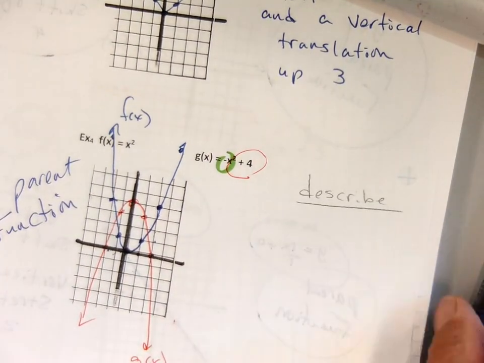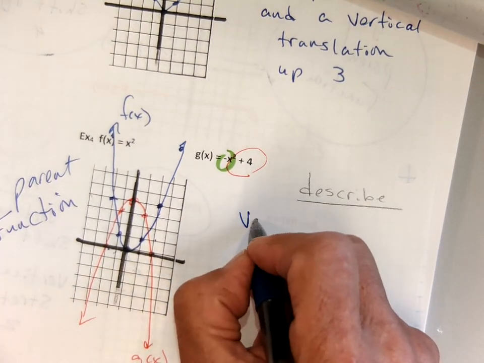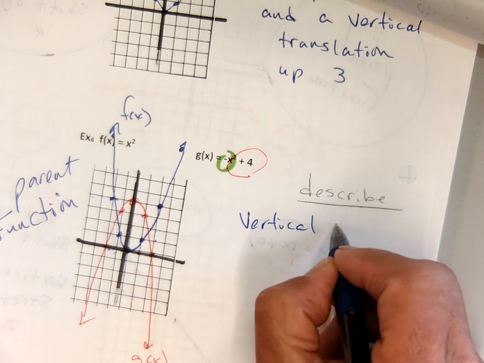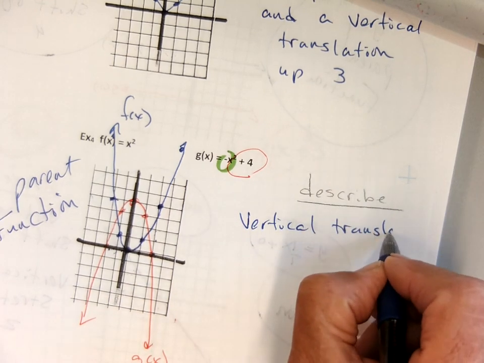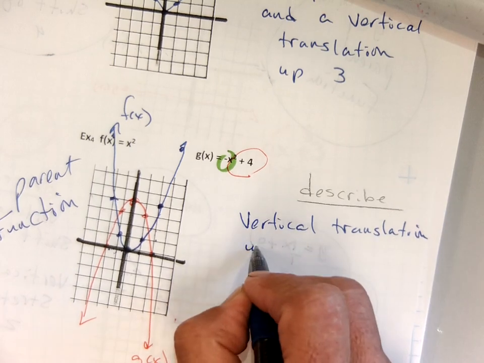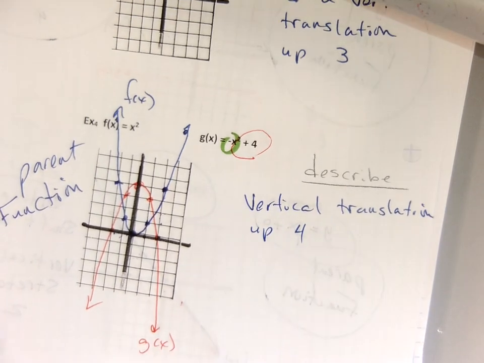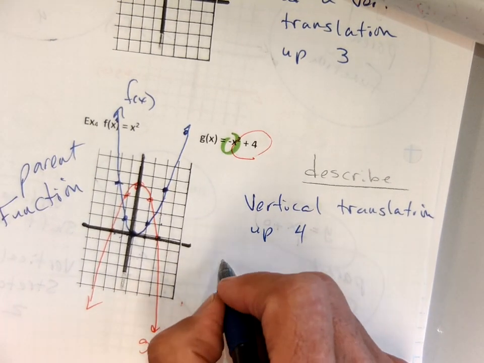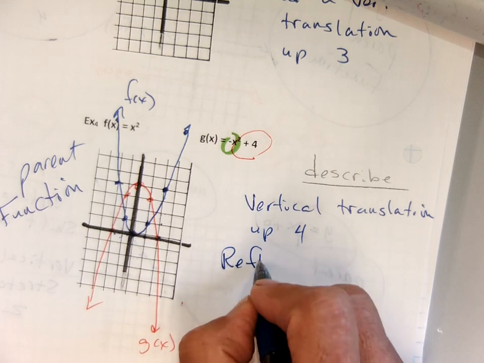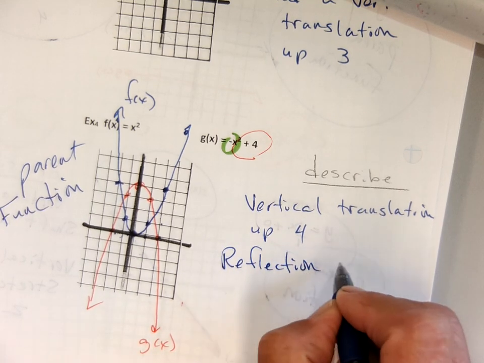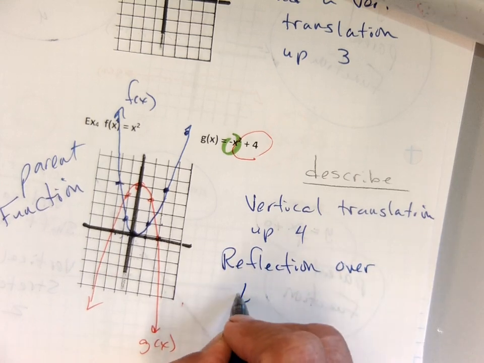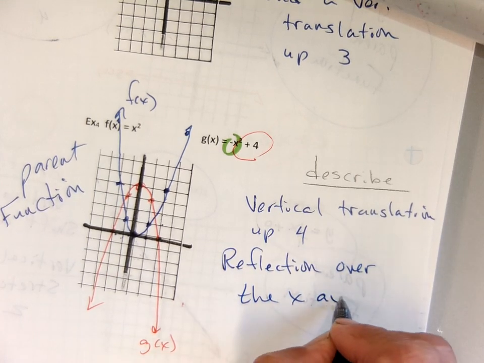So, in words, described: I did a vertical translation up 4, right? Took it up 4, and then I did a reflection over the x-axis.